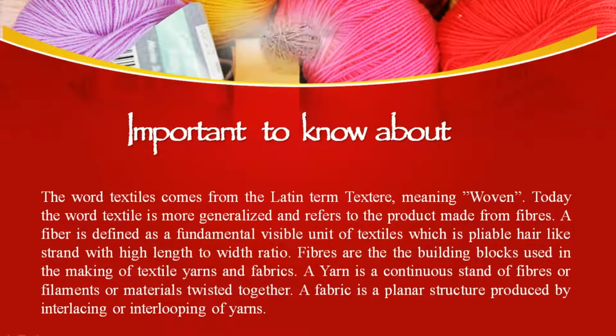A fiber is defined as a fundamental visible unit of textiles which is a pliable hair-like strand with high length to width ratio. Fibers are the building blocks used in the making of textile yarns and fabrics. A yarn is a continuous strand of fibers or filaments or materials twisted together. A fabric is a planar structure produced by interlacing or interlooping of yarns.